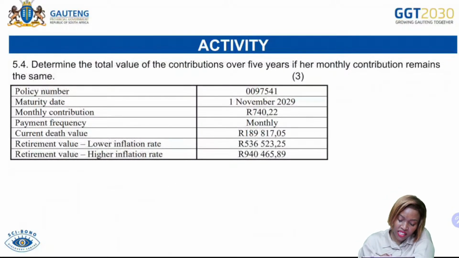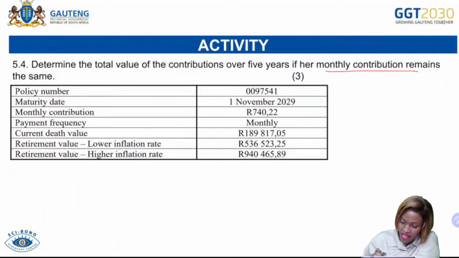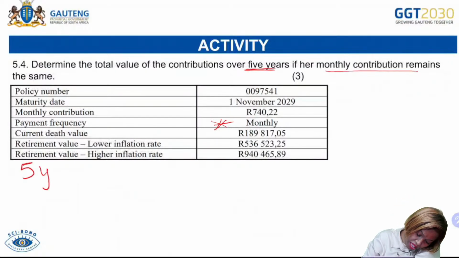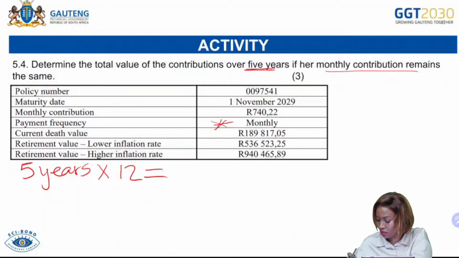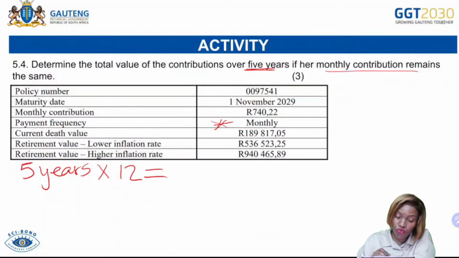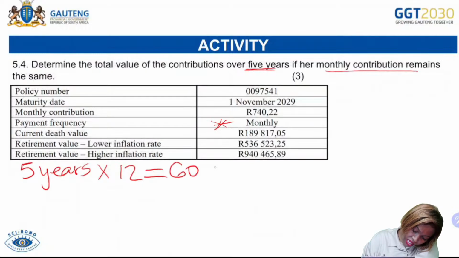5.4, determine the total value of the contributions over 5 years if her monthly contribution remains the same. Remember, she pays per month. So it means we first need to convert this 5 years to months. So you say 5 years, when you convert it to months, you multiply by 12. I punch in your calculator, guys. No one will judge you. 12 multiplied by 5, you're allowed to use your calculators. It is 60 months.